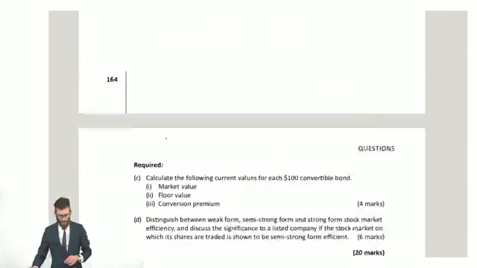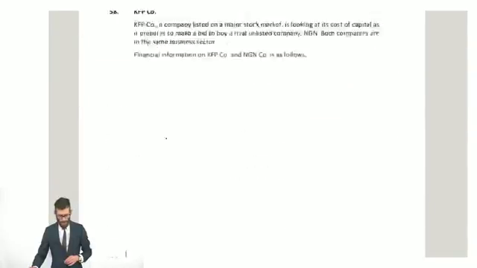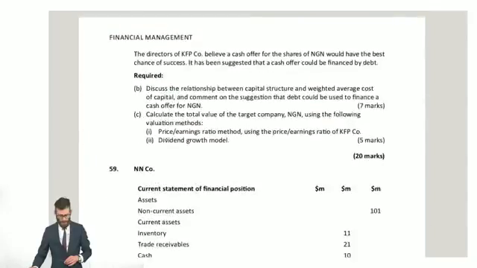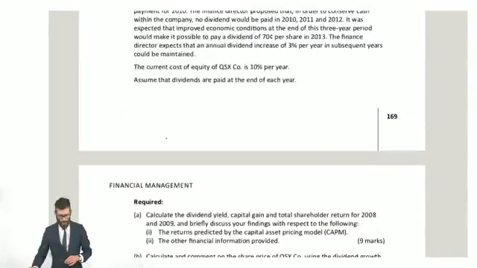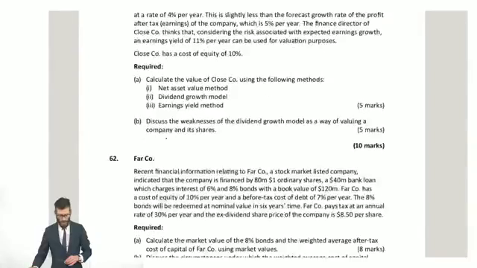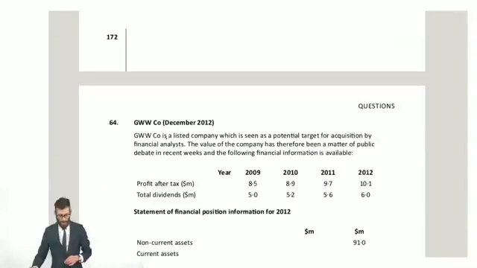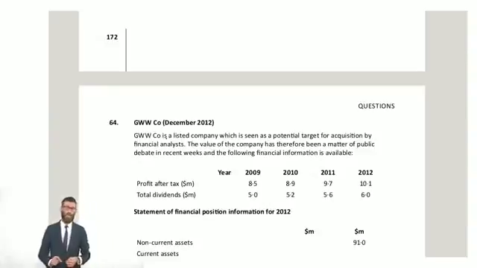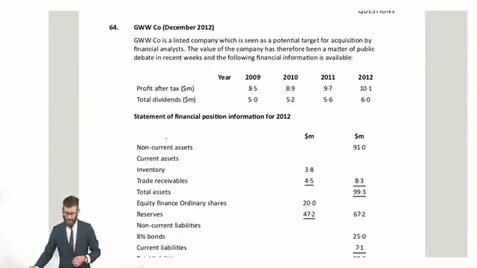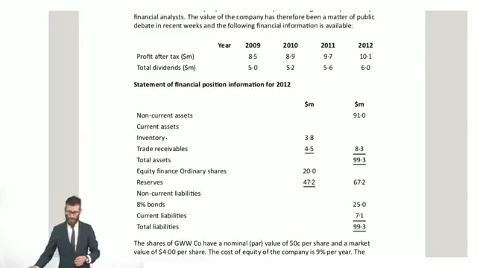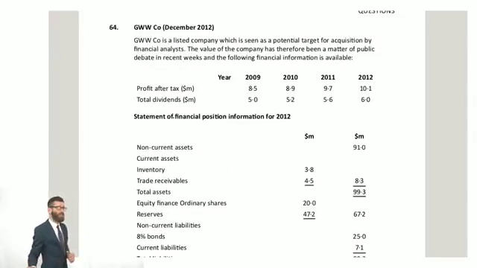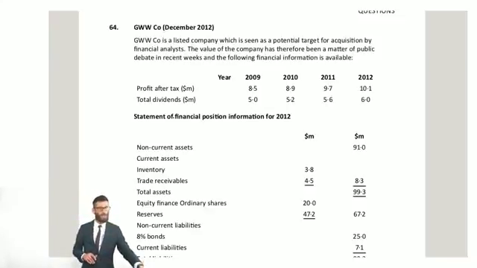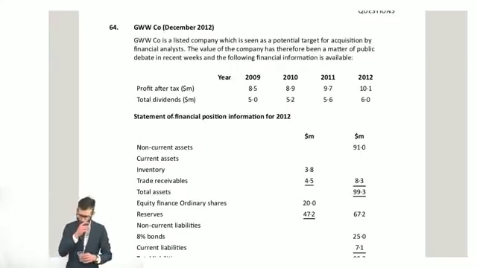So, from your revision kit, there is a question called GWW, which happens to be a question from 2009, and it's here. So, question 64 in your revision kit, which is on page 173. You don't need to go scrambling for it now, but can you just read what's on the screen? And I'm going to demonstrate how we calculate each of these valuation techniques for you. So let's read it together, shall we?